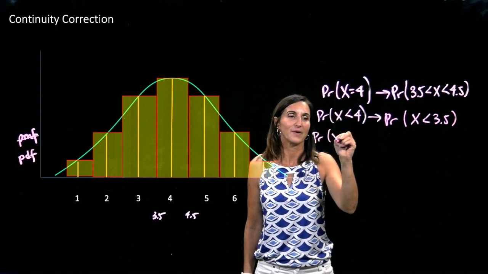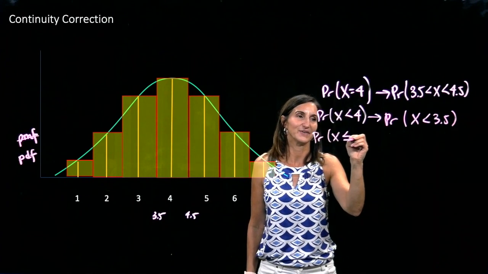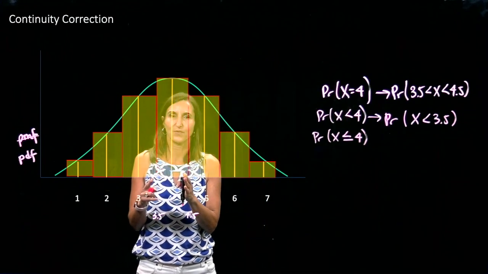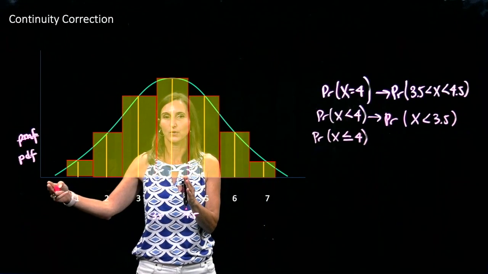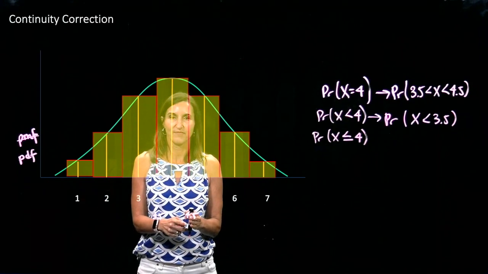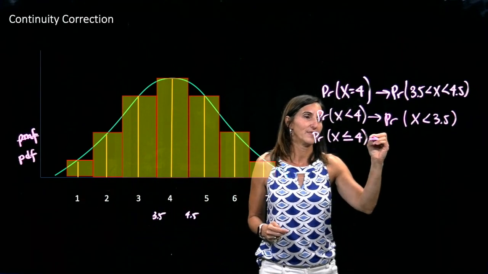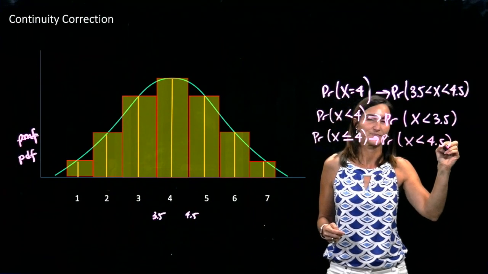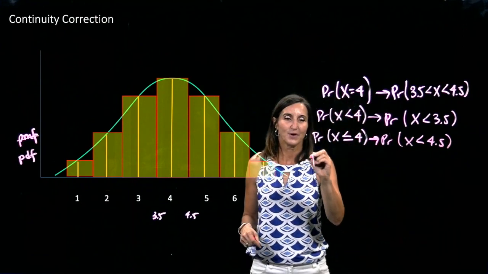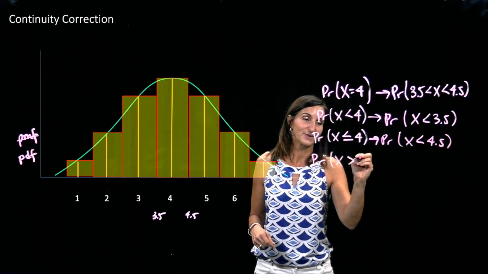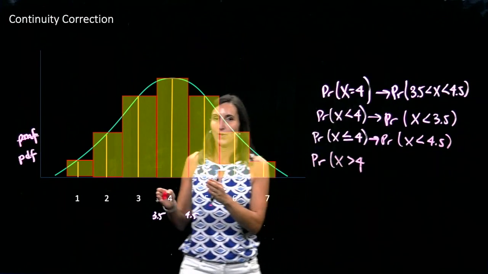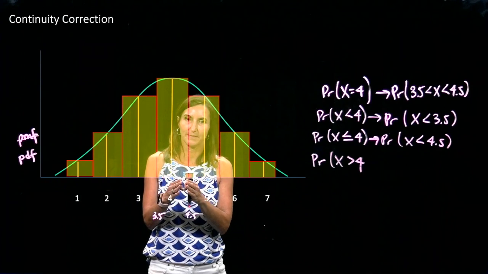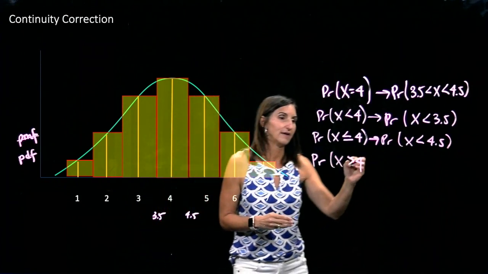Well, what if we instead want the probability that x is less than or equal to 4? Now we want to include the bar that has 4 here, so we want everything below here. So that would be 4.5. So now we want the probability that x is less than 4.5. Okay, two more examples. What if we want the probability that x is greater than 4? Then we don't want to include 4 again, but we want everything greater, so we're going to find the probability that x is greater than 4.5.